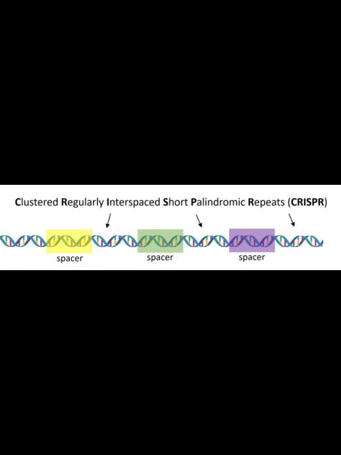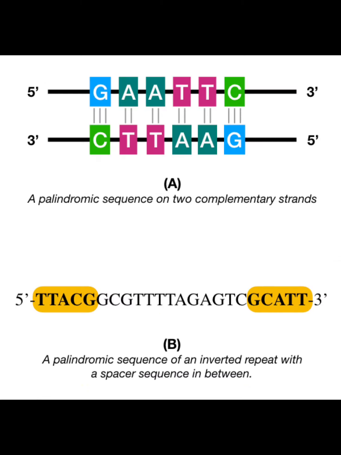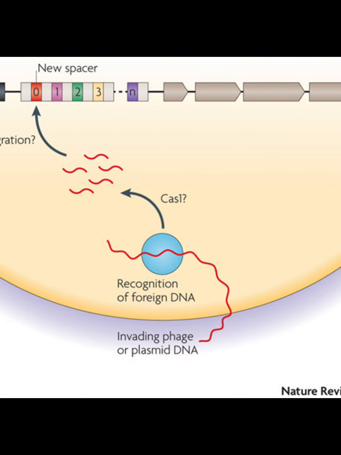CRISPR stands for Clustered Regularly Interspaced Short Palindromic Repeats. The CRISPR technology is comprised of both palindromic repeats and spacers. Each palindromic repeat, meaning that it is the same both forwards and backwards, is approximately 30 base pairs long and is separated by a spacer approximately 36 base pairs long.